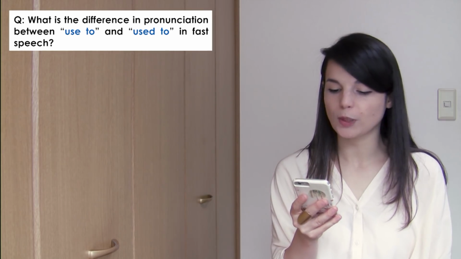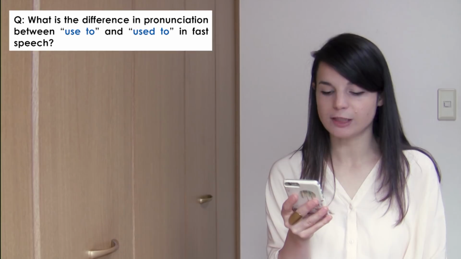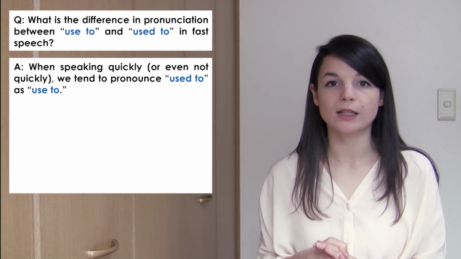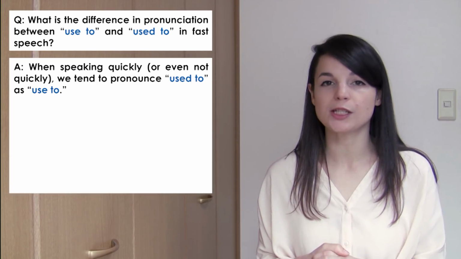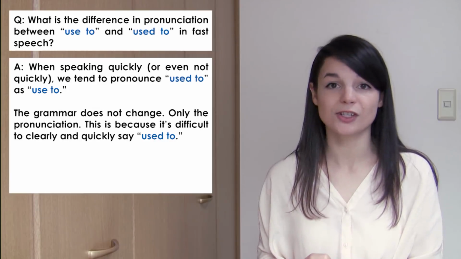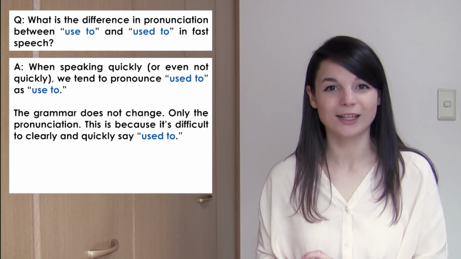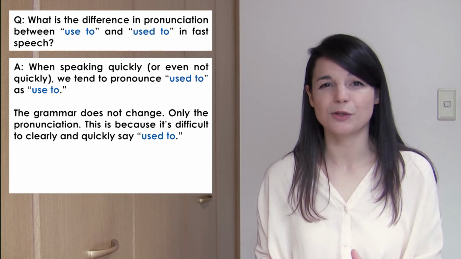Next question. From Gabriella. Hi, Gabriella. Hi, Alisha. What is the difference between used to and used to in fast speech? The difference in pronunciation. Yeah. Basically, when we're speaking quickly, or I suppose even not quickly, we tend to pronounce used to as used to. The grammar doesn't change. It's just the pronunciation changes because it's difficult to say used to very quickly. I used to is very difficult to say, so we just say used to instead.